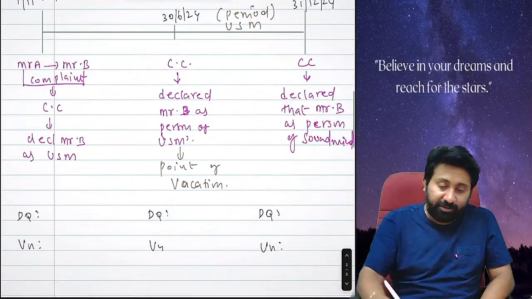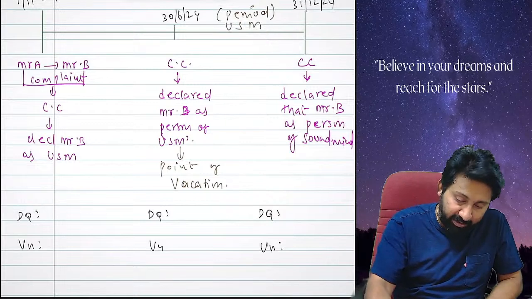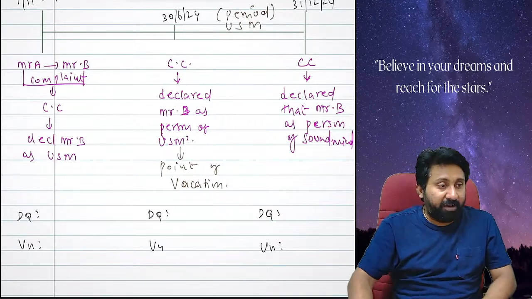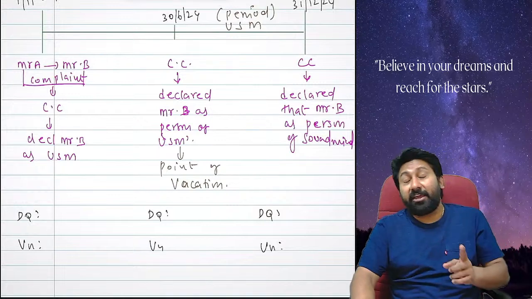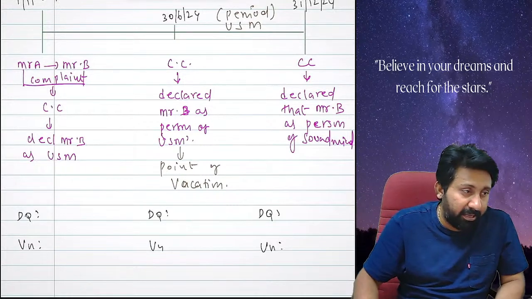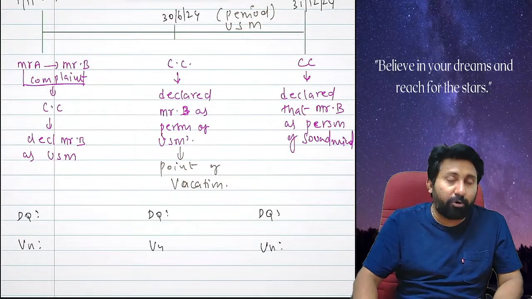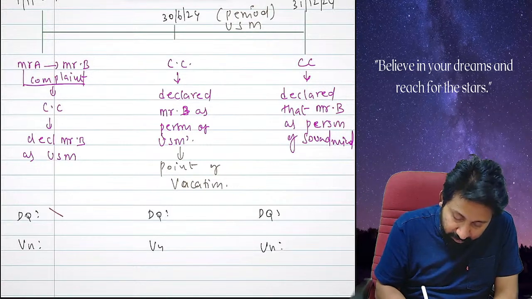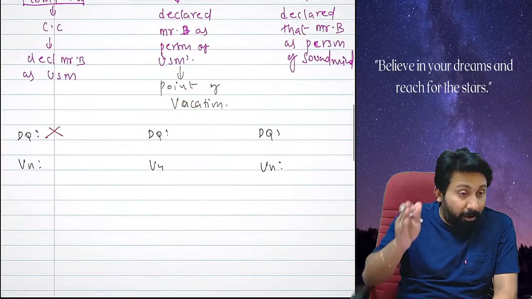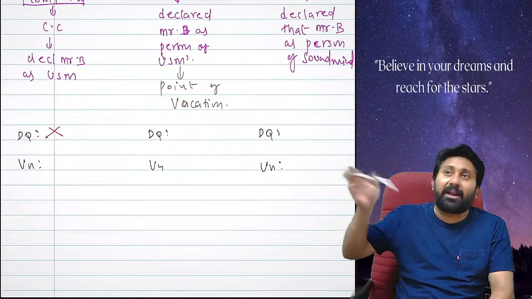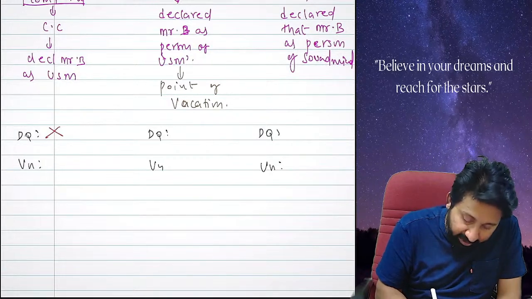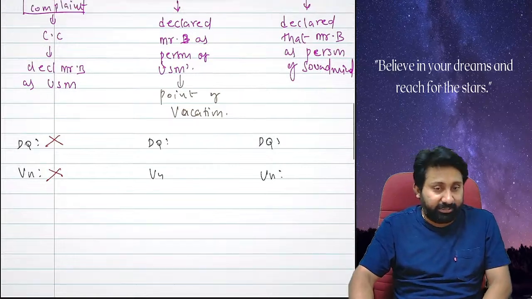Three situations we have created. Let us understand one by one. First, Mr. A filed a complaint against Mr. B in the competent court to declare Mr. B as unsound. Disqualification or no disqualification? Why? The competent court didn't declare. So no. When disqualification is not attracted, the question of vacation does not arise.